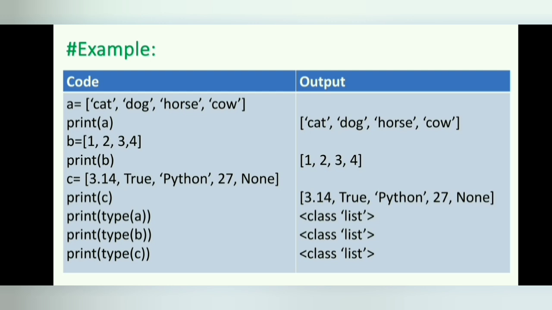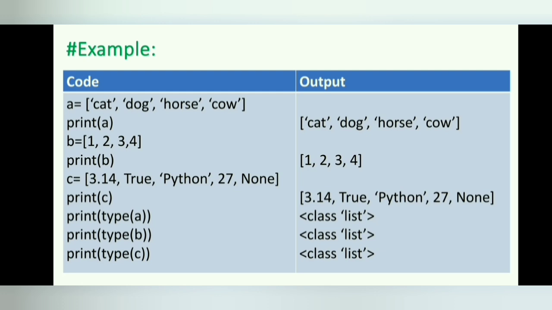The list is a value that can be stored in a variable or passed to a function like any other value. The following print statement, print a, will display the list cat, dog, horse, cow. Lists can contain any set of objects such as strings, numbers, and even other lists. In the following statement, a list containing integer type values 1, 2, 3, 4 is assigned to the variable b. The print statement print b will display the list 1, 2, 3, 4.